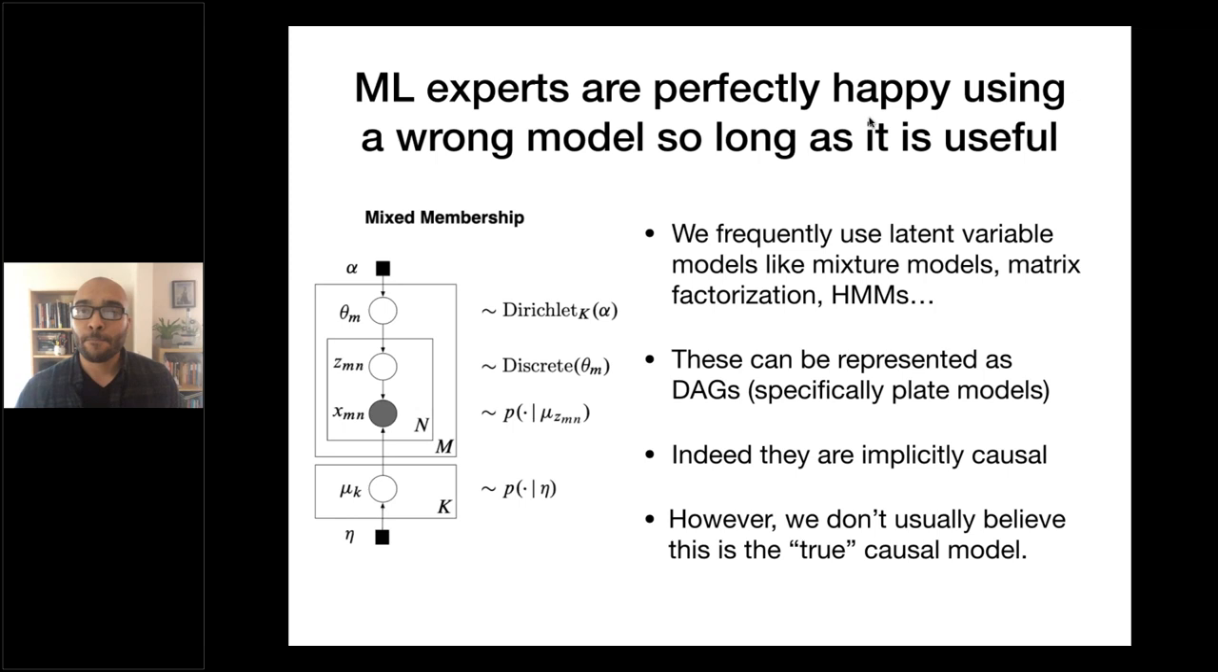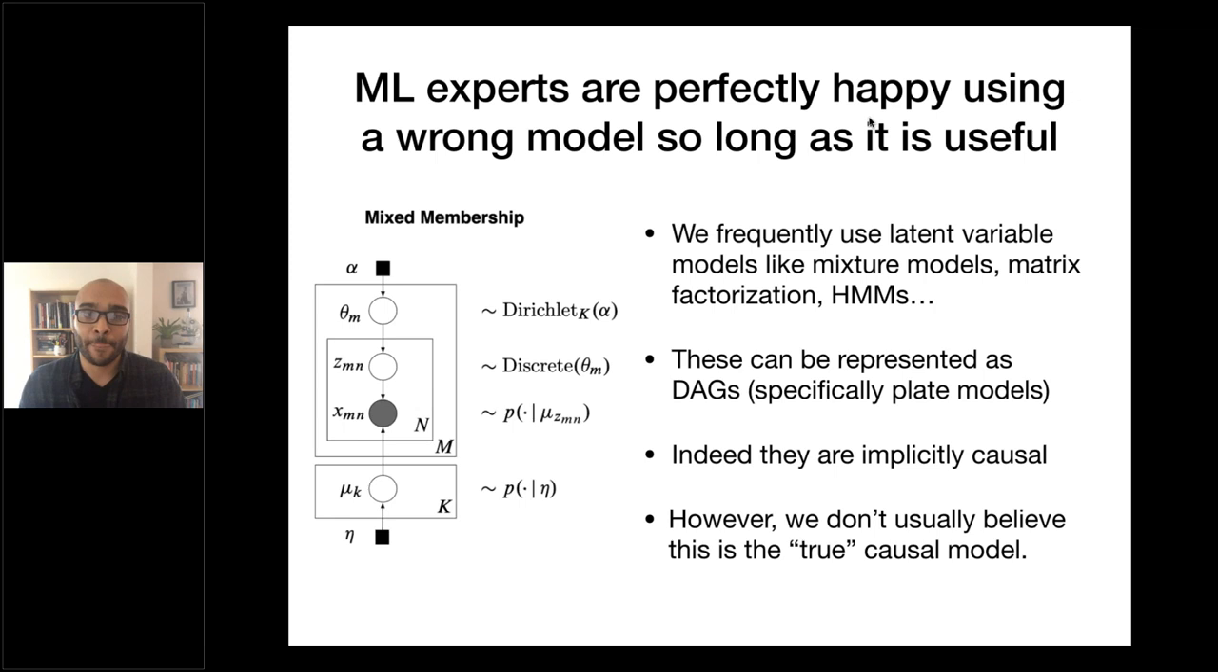But putting aside that debate, I want to argue that if you're a machine learning expert, you are perfectly happy using the wrong model, using the wrong DAG, so long as it's useful. We frequently work with latent variable models such as mixture models, matrix factorization, and hidden Markov models, and these are actually just fancy DAGs. We often write these as plate models, which are just DAGs where you have these squares that represent the dimensionality of the node. And they're implicitly causal because you're typically talking about a data generative process, and you have an ordering to that story about how the data is generated that reflects an implicit causal assumption. The labels cause the data, for example.